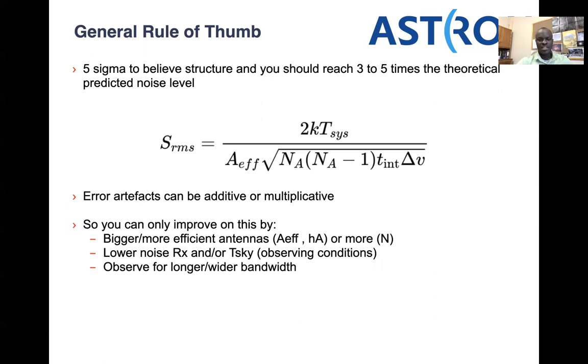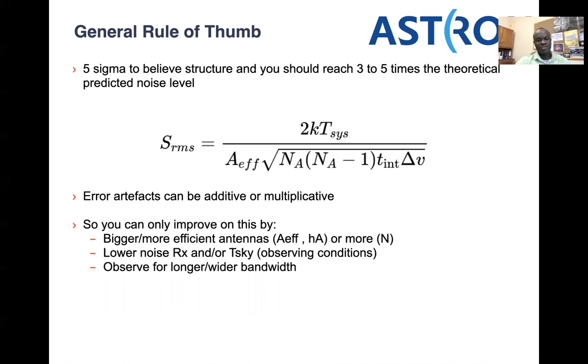Theoretically, that is 2 times k, which is a constant, multiplied by the system noise temperature, divided by the effective area of your aperture. Now that you are dealing with an interferometer, that will be multiplied by the square root of the number of antennas, multiplied by the number of antennas minus 1, multiplied by the integration time, multiplied by your bandwidth. All these are in the square root. So this is how you determine your noise level, and 5 sigma would be a structure or an emission that you will believe.